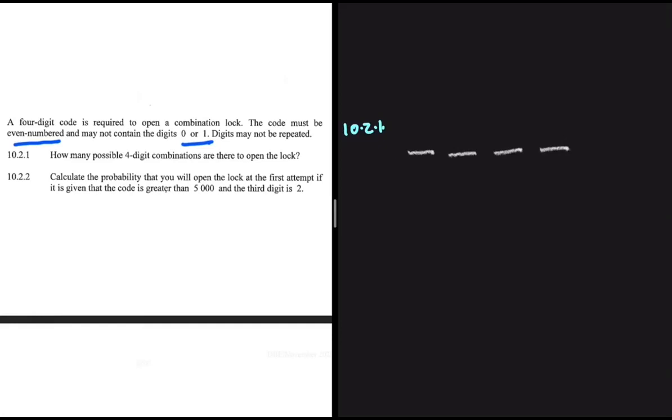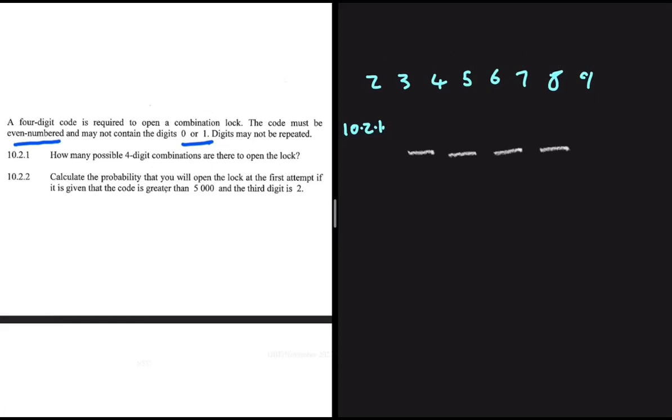So let's look at the restrictions we have. We have digits from 2 to 9 because 0 and 1 cannot be used. So we have 2, 3, 4, 5, 6, 7, 8, 9. How many digits? This is 1, 2, 3, 4, 5, 6, 7, 8.